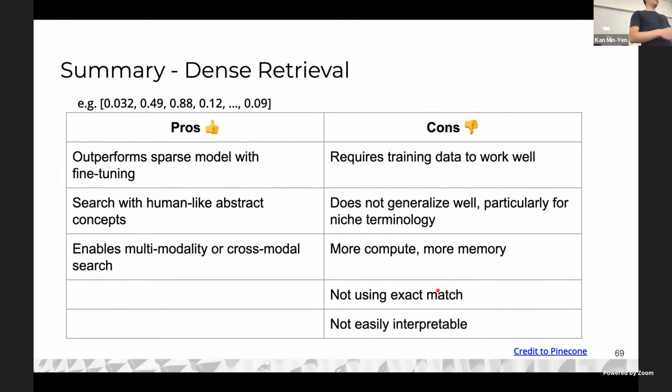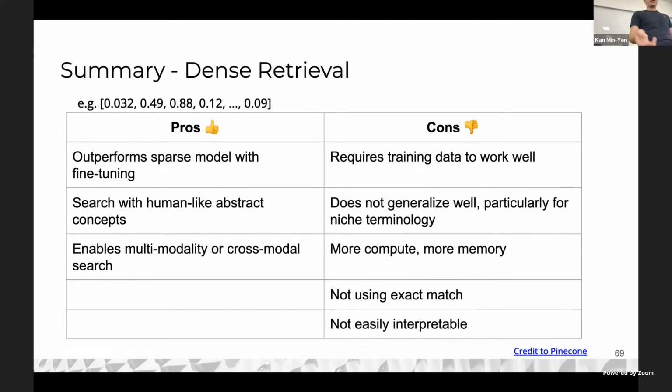And it's not using exact match. Meaning that if you want a word that contains exactly the word apple, then you cannot get it because it's just dense retrieval. There's no way to interpret these embeddings, so it's not easily interpretable. And those are the cons of dense retrieval.